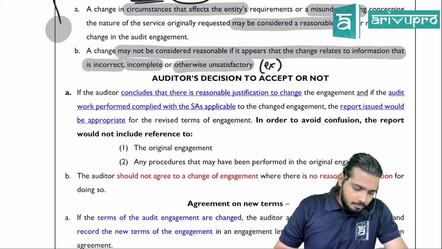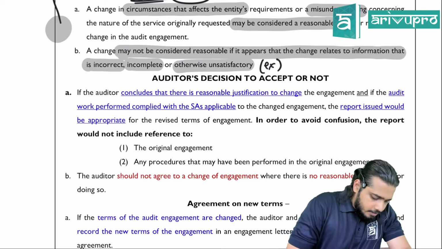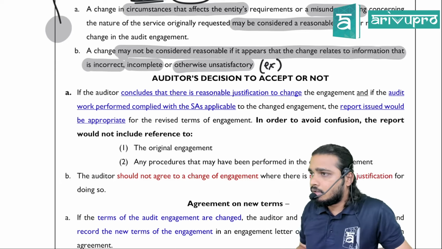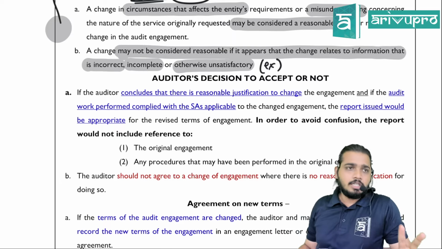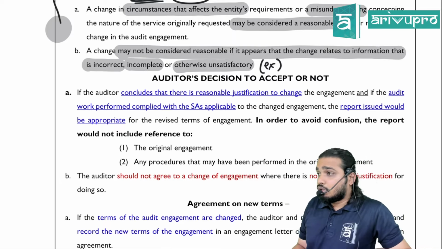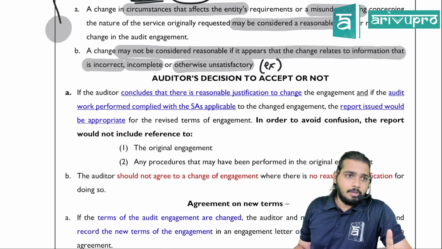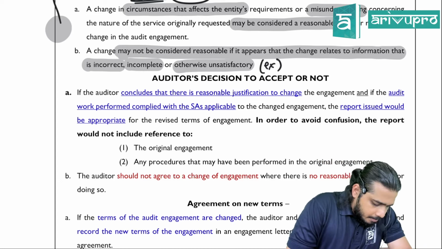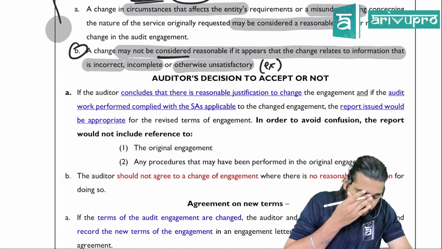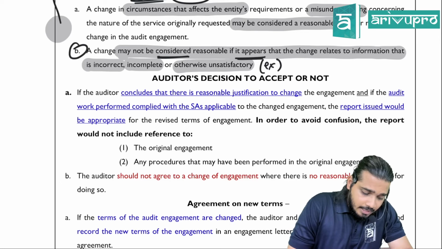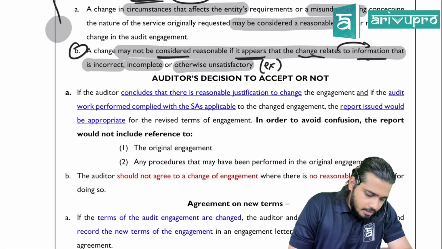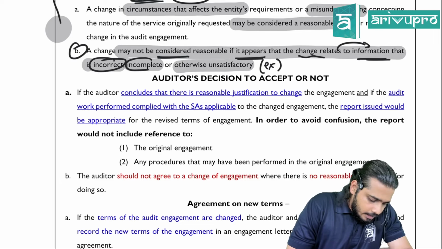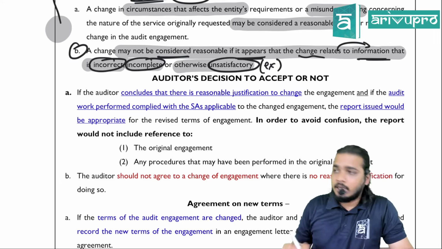Okay. Now, should we accept or not? Before that, which reason is considered reasonable? The first two, that is circumstances and misunderstanding. Limitation on scope is not acceptable. Clear? Now, this point B says, change may not be considered reasonable if it appears that the change is relating to some information, but this information is incorrect, incomplete, or otherwise unsatisfactory.